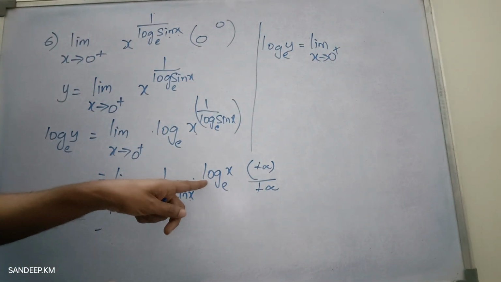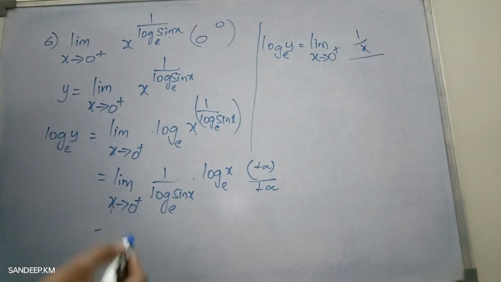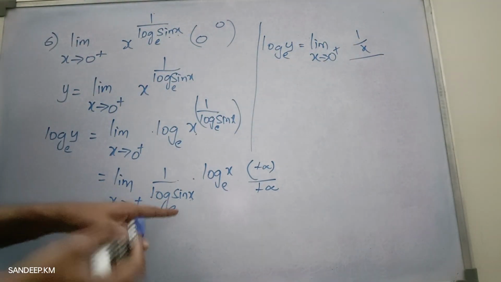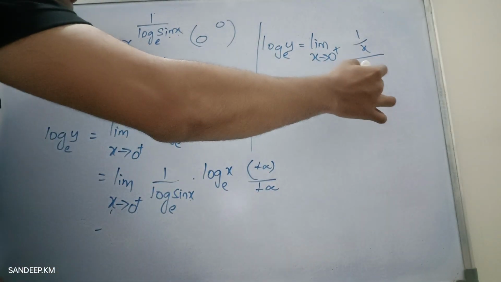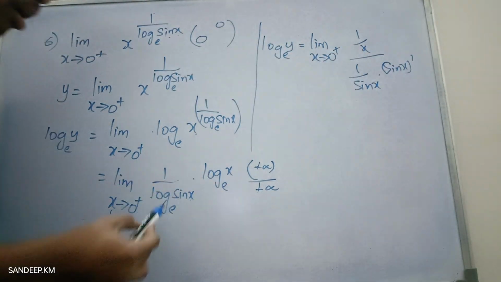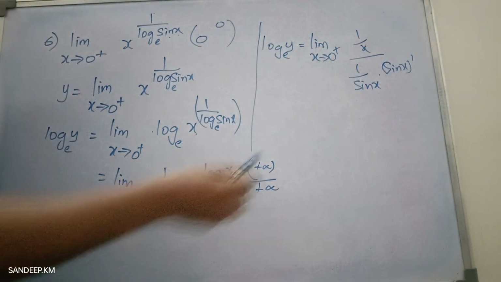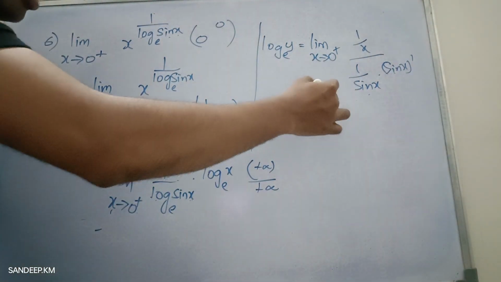So what is numerator's derivative? Log x base e derivative is easy. It is 1 by x, whole divided by log of sin x, already we have done this. Now log of sin x derivative is 1 by sin x into sin x derivative, because log of f of x derivative is 1 by f of x into f of x derivative. Now 2 more steps, you'll get your answer.